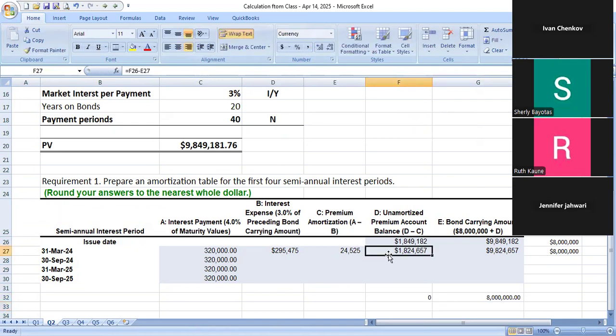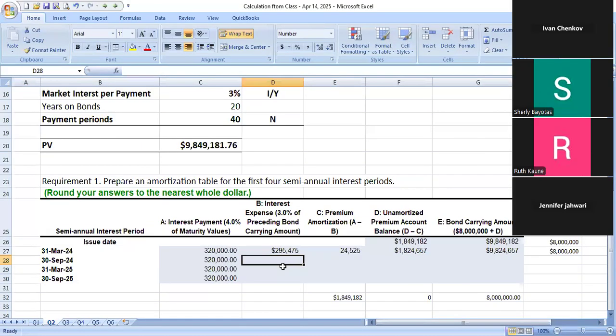So what that means is that every time we have an interest payment, I have to start reducing the premium and reducing the carrying amount of the bonds, to bring the premium down to 0 and bring this amount down to 8 million. How much will my total premium amortization be at the end? It's going to be equal to the original amount, correct? That's how much I'm going to amortize over the life of those bonds.